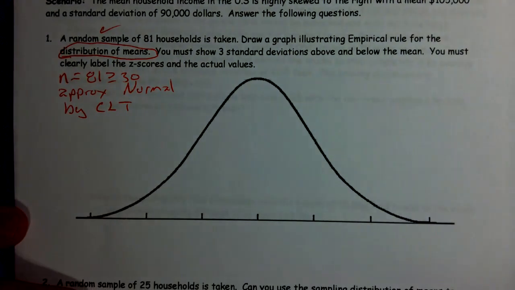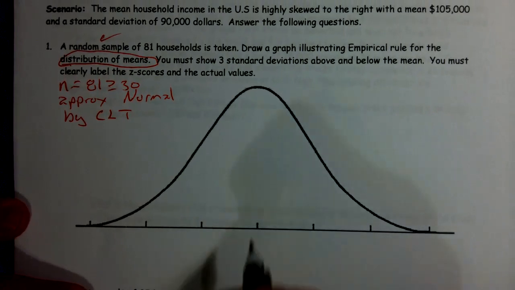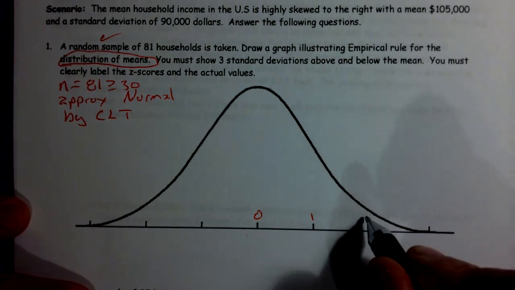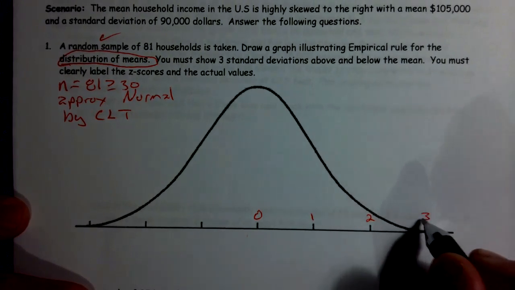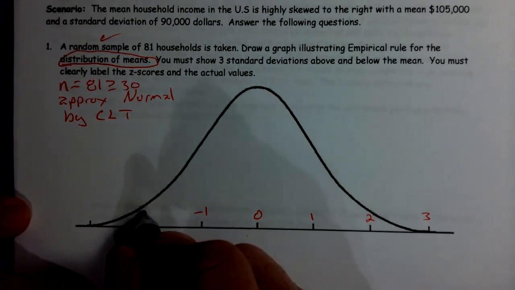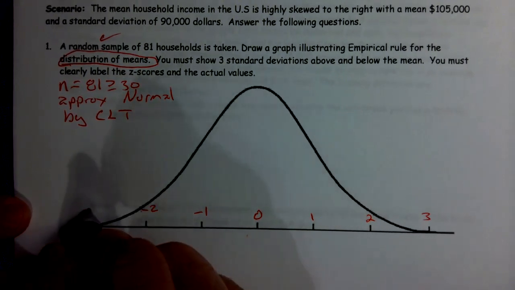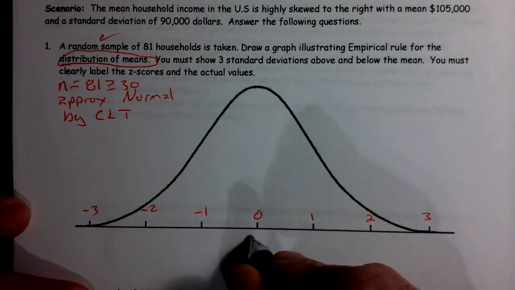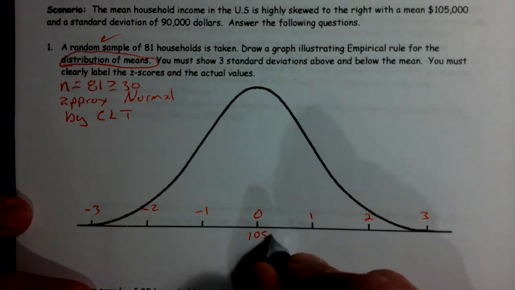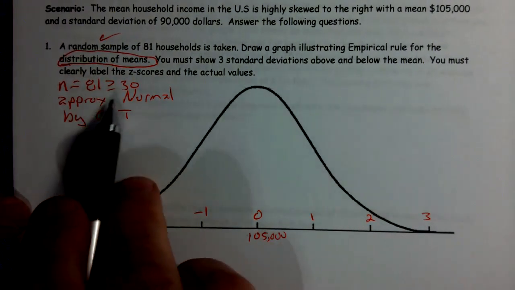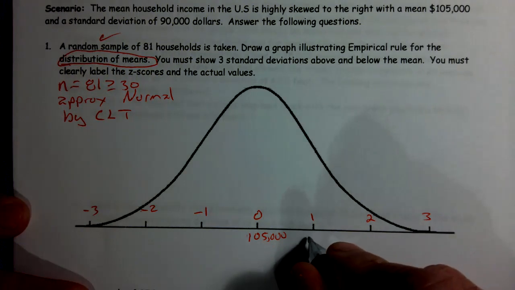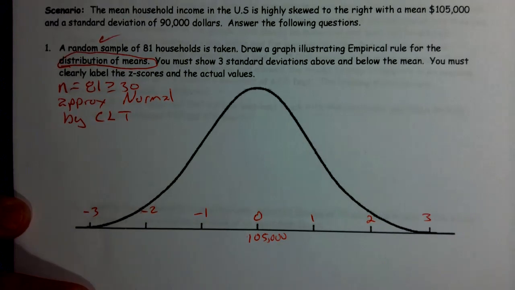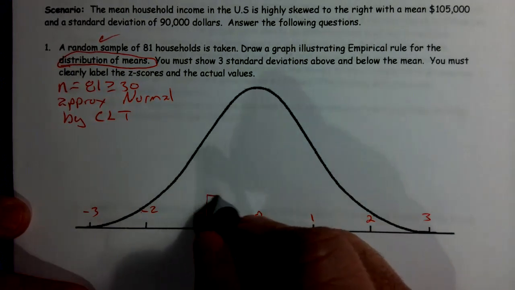So in this particular case, we have a mean of 105,000. Well, let's start off with our z-scores because the z-score part's still going to be the same, 0, 1, 2, 3. Now, keeping in mind the underlying distribution, the distribution of the actual income is skewed, highly skewed to the right. However, the distribution of the means becomes normal or approximately normal if we have a sample size greater than 30, and in this case, we do. So we have 105,000.